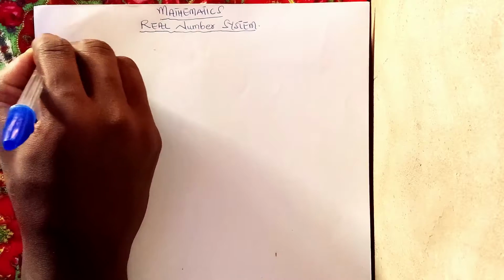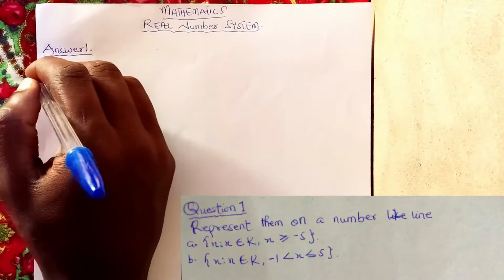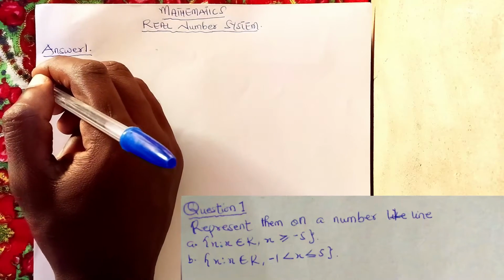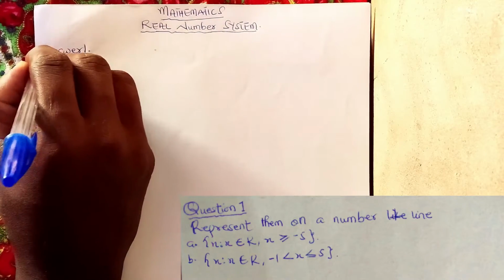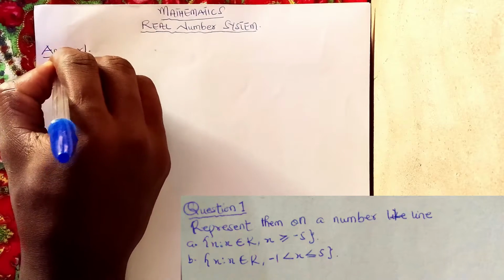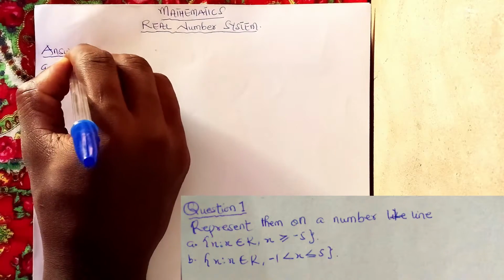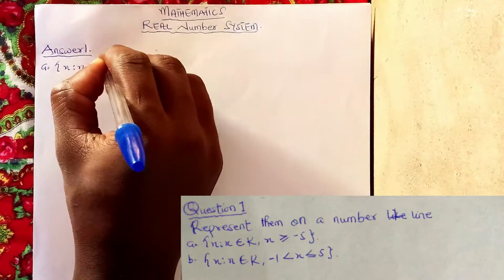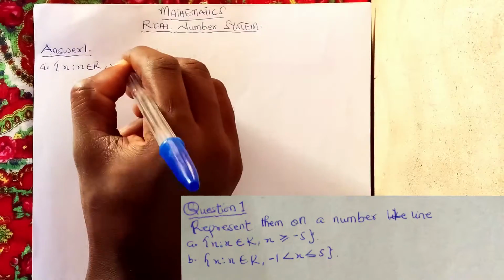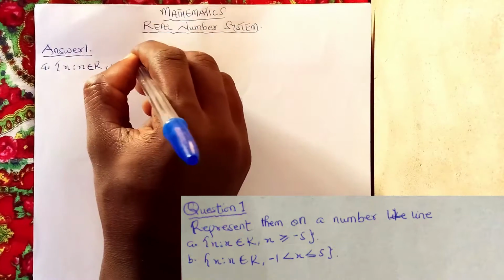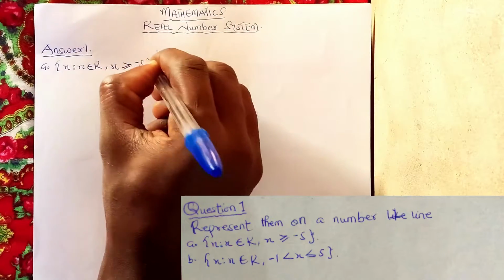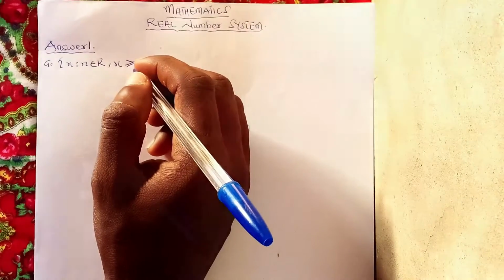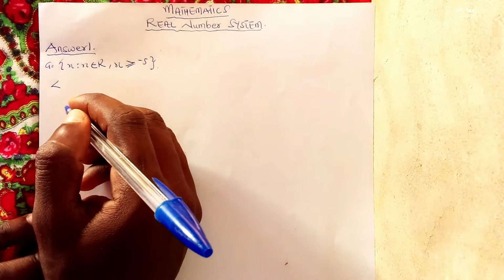Question 1. With question 1, we are asked to represent A and B on a number line, where we have A to B. X is such that X is a real number. That is X is greater than or equal to minus 5. Let's represent it on a number line.